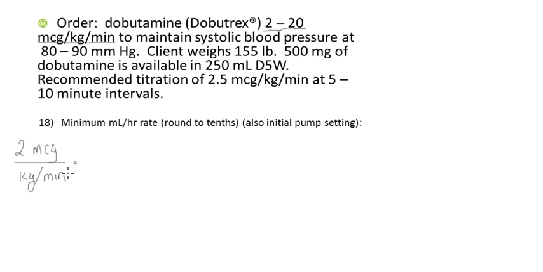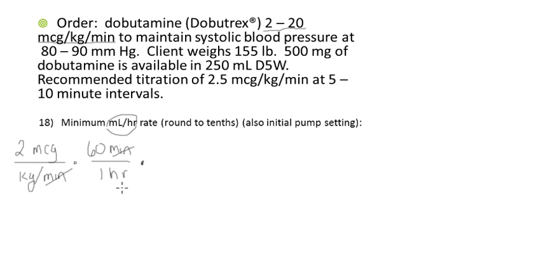Now I have to start working with my labels to get to my goal, and my goal is to get to milliliters per hour. It does not matter which order you do the conversions in. So the first thing I'm going to do is take care of the time. So I know that 60 minutes goes on the top in my numerator, and that is the same as 1 hour. And so that cancels the minutes.